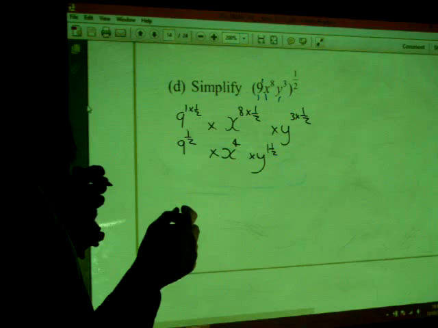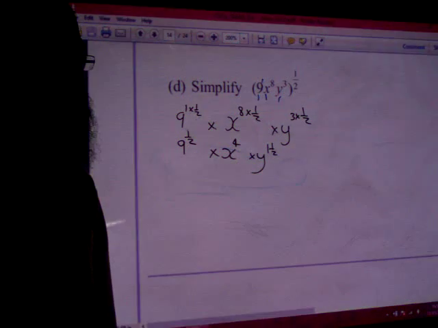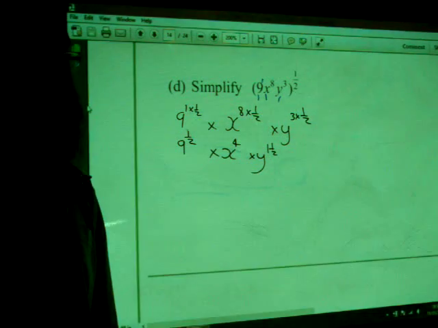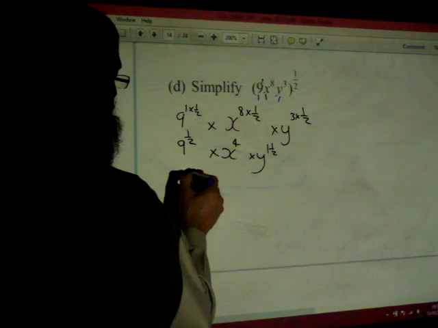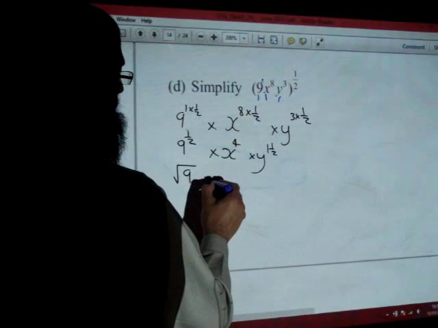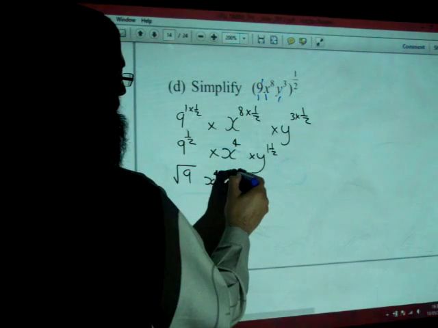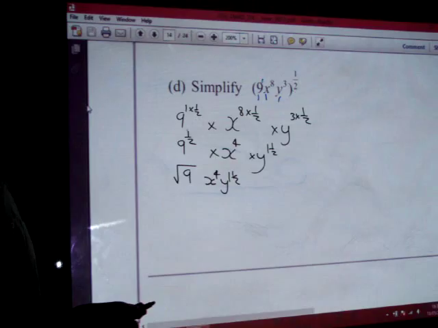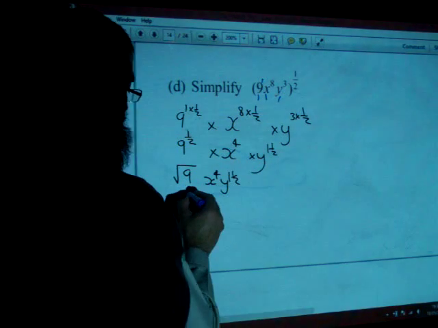Now, it says simplify. Now, 9 to the power of half. What's a half power mean? Half power means it is a square root. So we're going to get the 9 and we're going to square root it. And then we've got x to the 4, y to the 1.5. What's the square root of 9? Square root of 9 will give us 3.